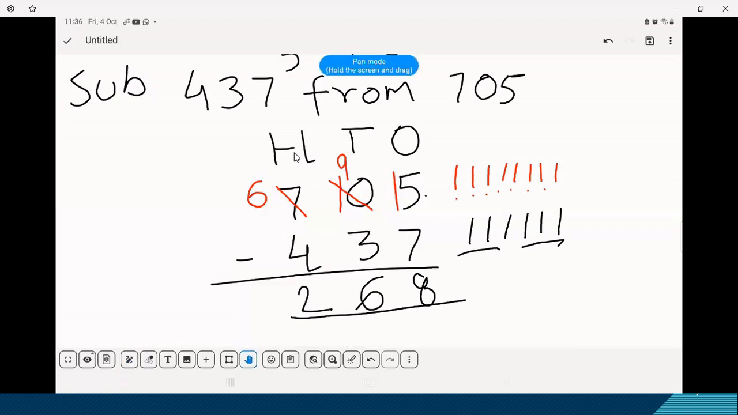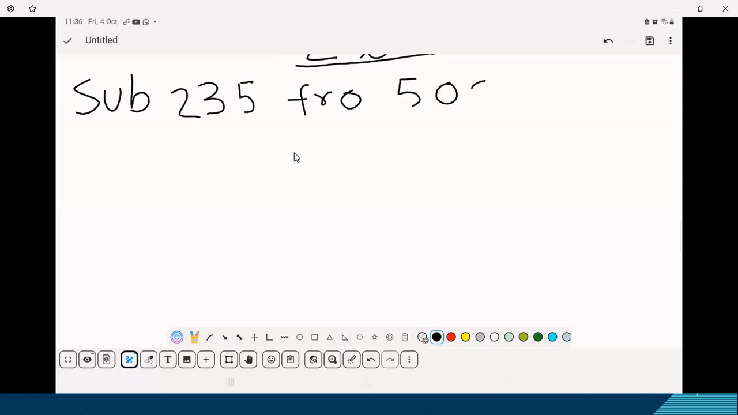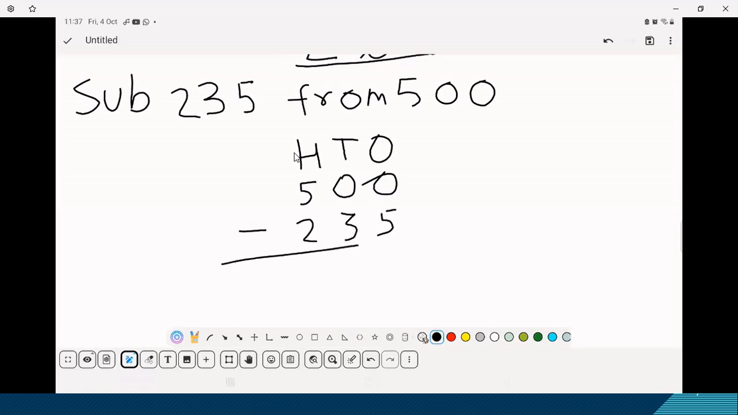Let's see some more examples. So the example will be, let's see, subtract 235 from 500. Okay, then the first step is to write the number in HTO pattern. Then this is 500 with the minus sign, 235. Now subtract. Now 5 is going to subtract from 0.